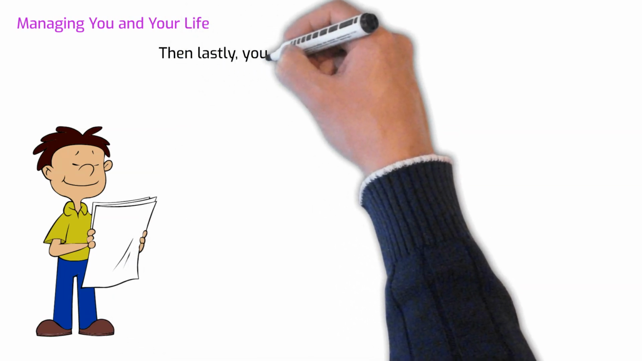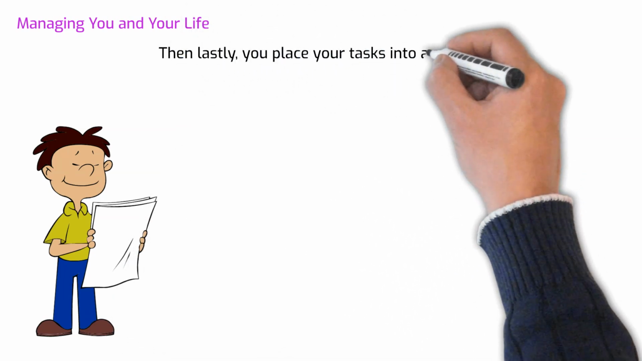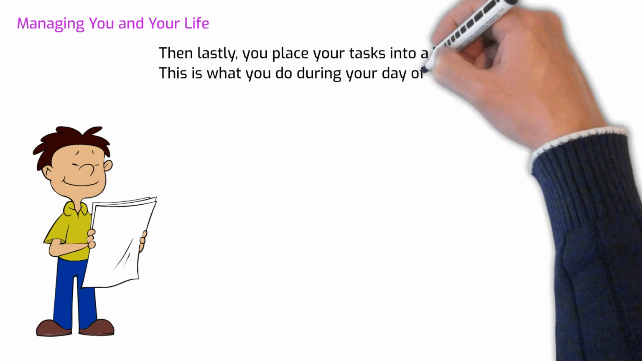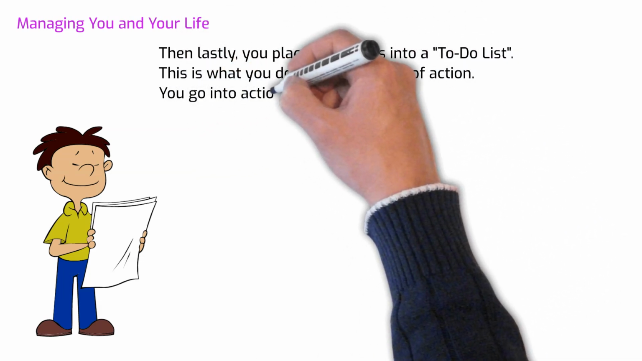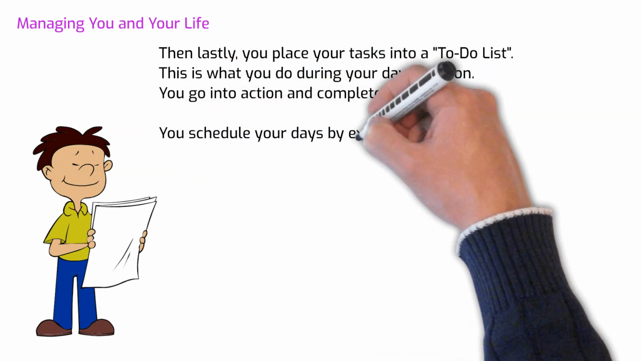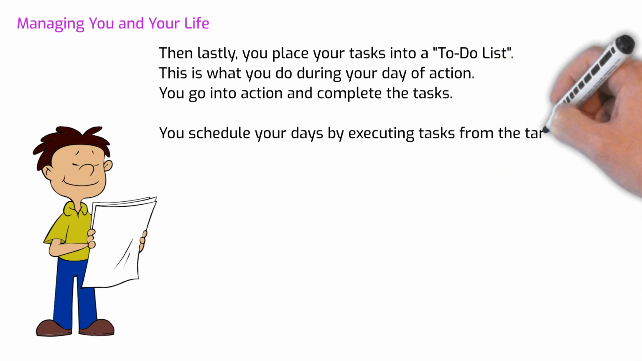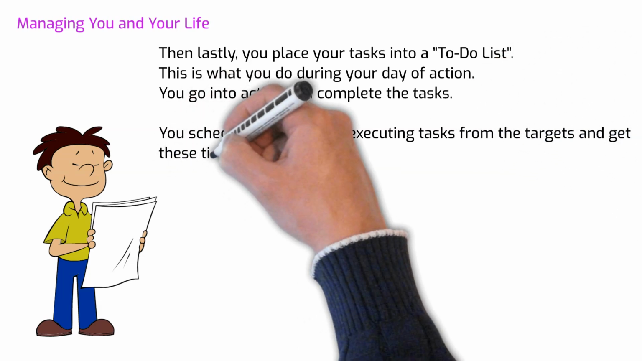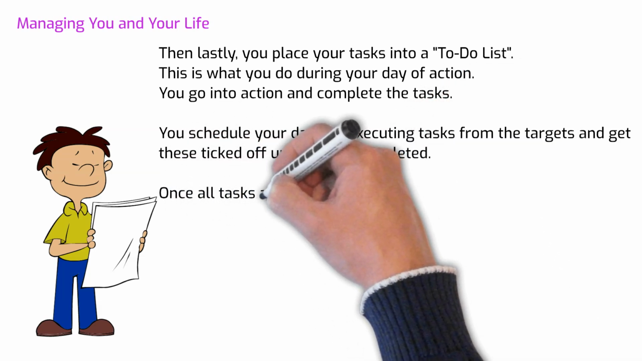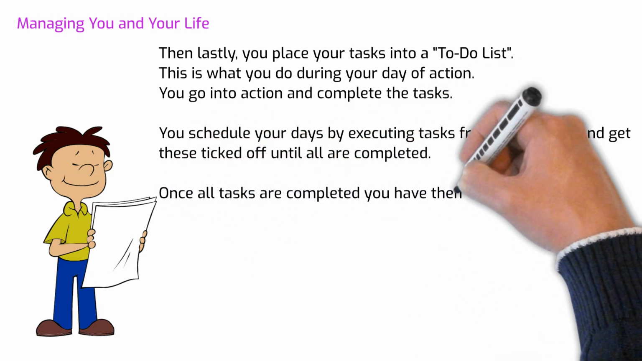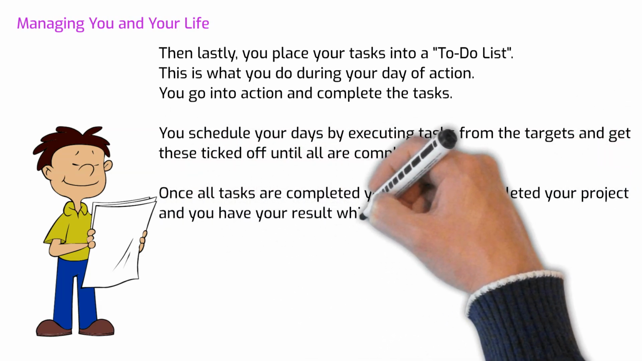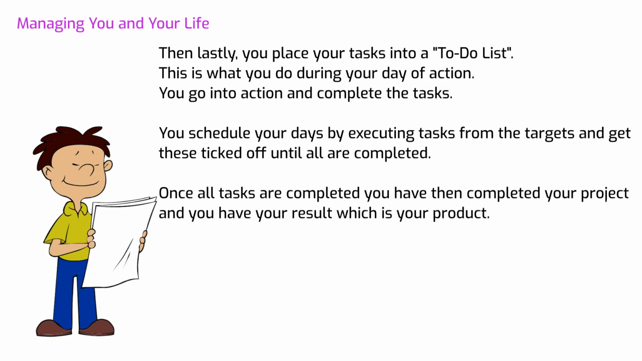Then lastly, you place your tasks into a to-do list. This is what you do during your day of action. You go into action and complete the tasks. You schedule your days by executing tasks from the targets and get these ticked off until all are completed. Once all tasks are completed, you have then completed your project and you have your result, which is your product.